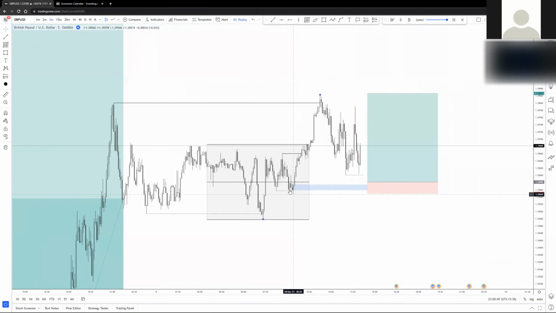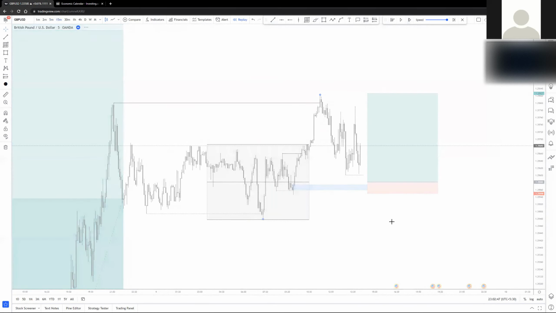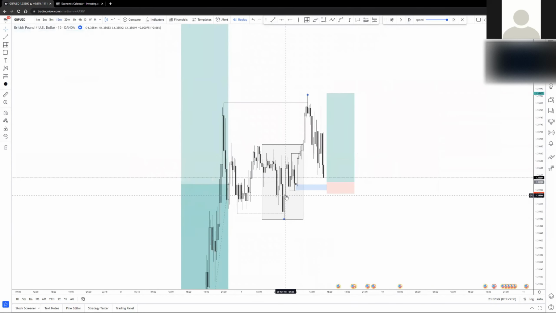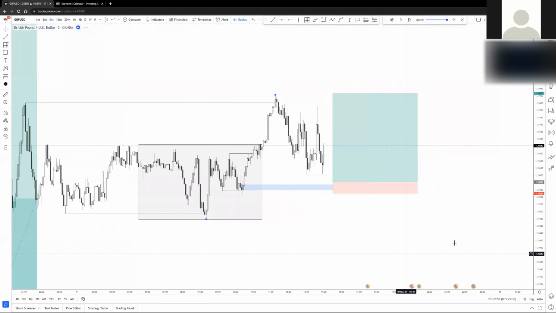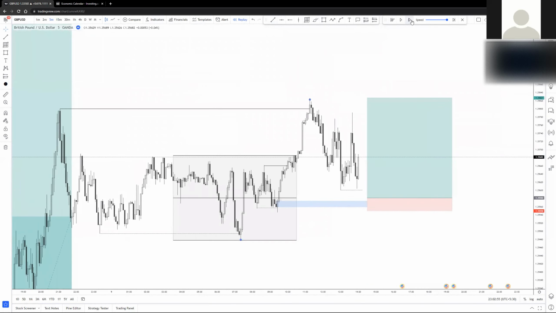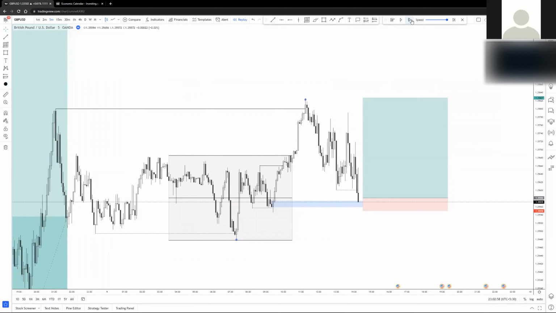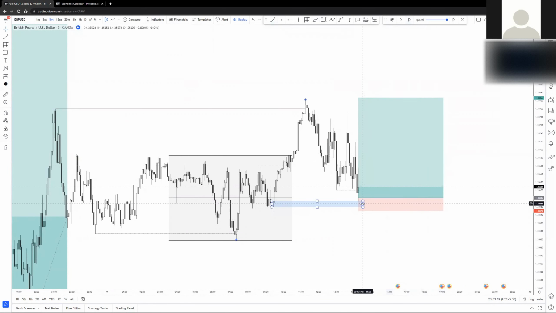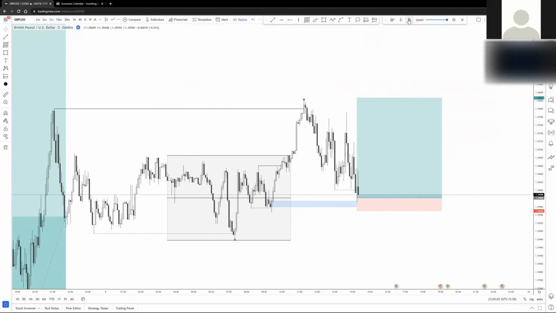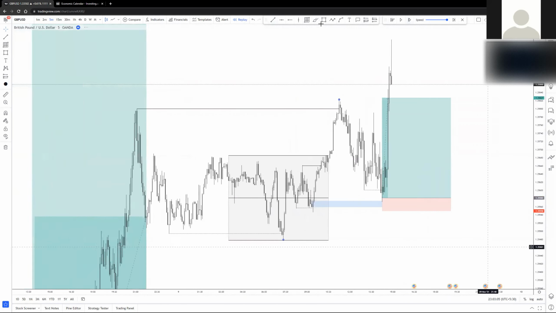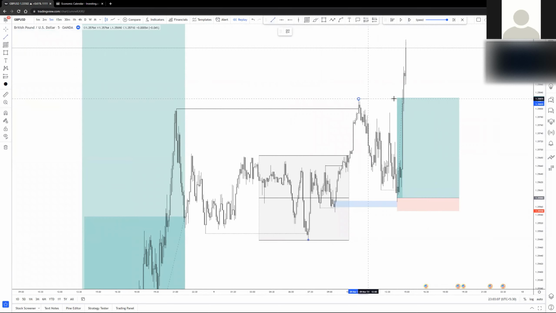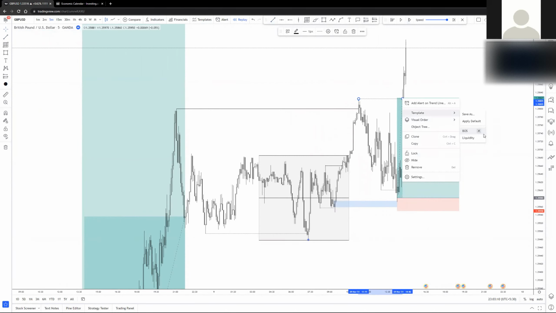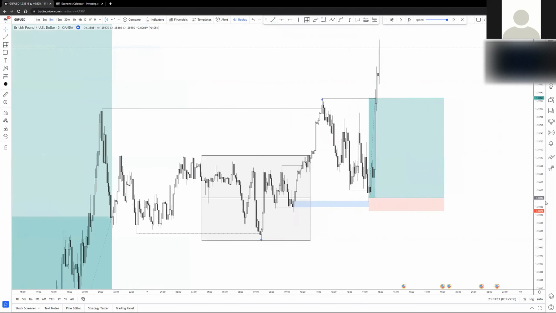But if it gets taken out, let's see. It has filled the imbalance. That's pretty much what we have. Yeah, we got the reaction. Bam! Here we have the trade. There we go. So yeah, that was a good trade.